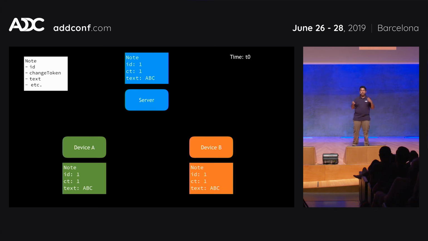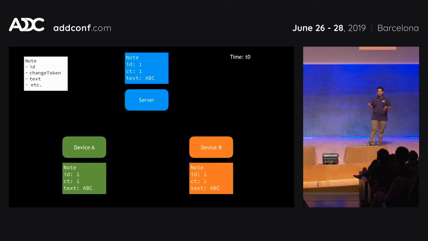And we're going to try and model how notes would sync. For the purposes of this conversation, let's say that notes have a few fields. They have an ID. They have a change token, I'll get to what that is in a second. They have the text of the note and possibly a bunch of other stuff, right?